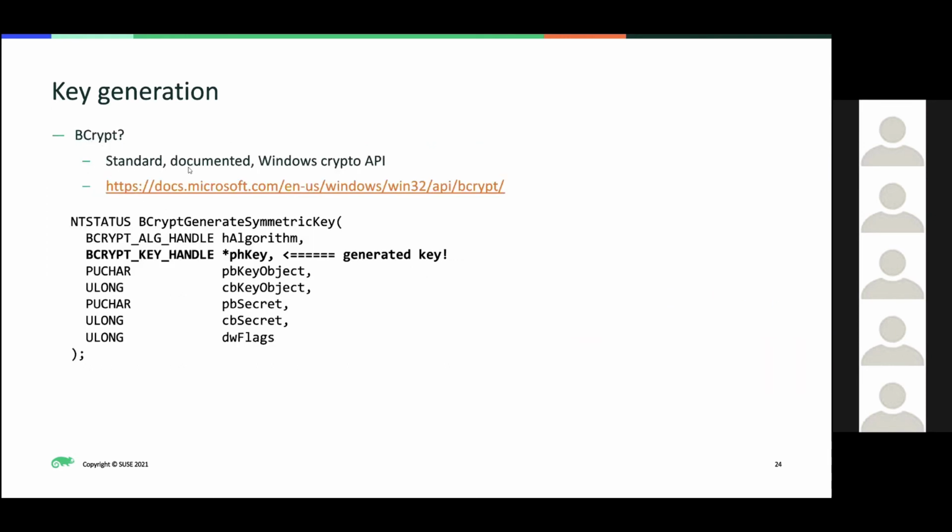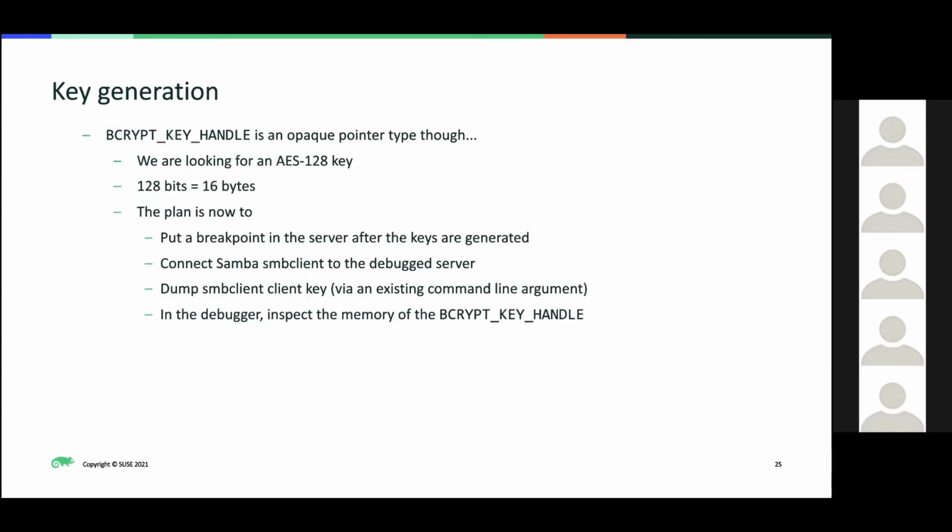As I said, BCrypt is documented. It's a standard Windows API, so if you look it up, you can find a prototype. And this is the function that gets called. The second parameter will be filled by the function. It's an output parameter, so this is what we actually want. The only issue is that this BCrypt key handle is an opaque type, like a void star pointer. We don't know the size of it, and we don't know what it contains. But yeah, it's opaque.